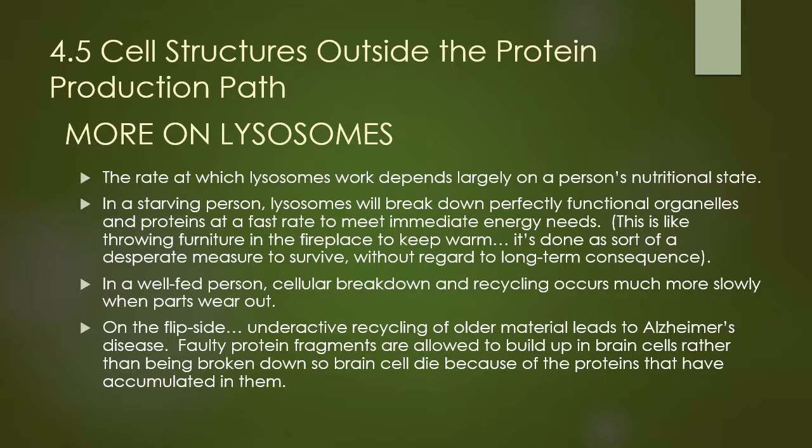So it may sound good to just be completely well fed and never have cellular breakdown, but the flip side of this is underactive recycling of old materials. If your cells are not getting rid of old materials quickly enough, it can lead to Alzheimer's disease. This is due to faulty protein fragments that are allowed to build up in your brain cells rather than being broken down, and then the brain cells die because of the proteins that have accumulated in them. So you really need a balance between your cells breaking down things at a good rate and not destroying themselves, but not breaking down things so slowly that waste builds up and your cells die and you get something like Alzheimer's disease.